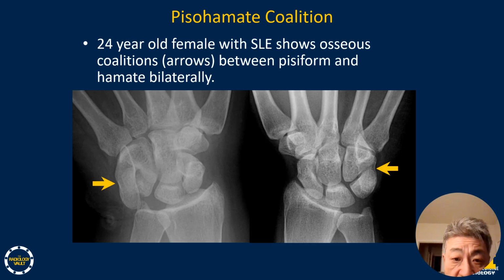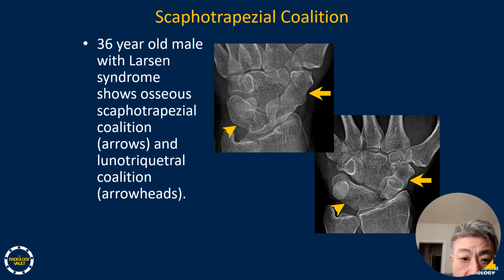A 24-year-old female with systemic lupus erythematosus shows osseous coalitions between pisiform and hamate bilaterally. A 36-year-old male with Larsen syndrome shows osseous scaphotrapezial coalition and lunotriquetral coalition in the same wrist.